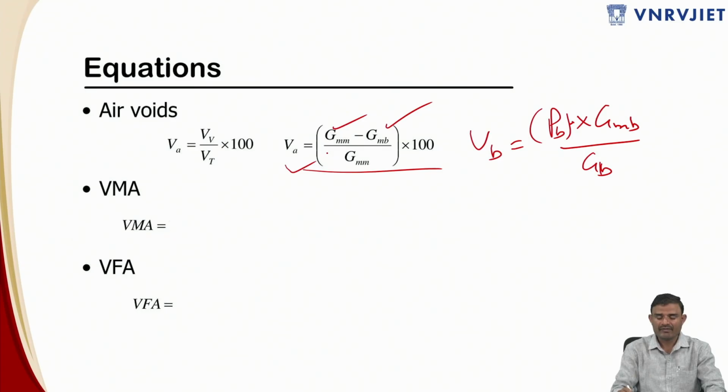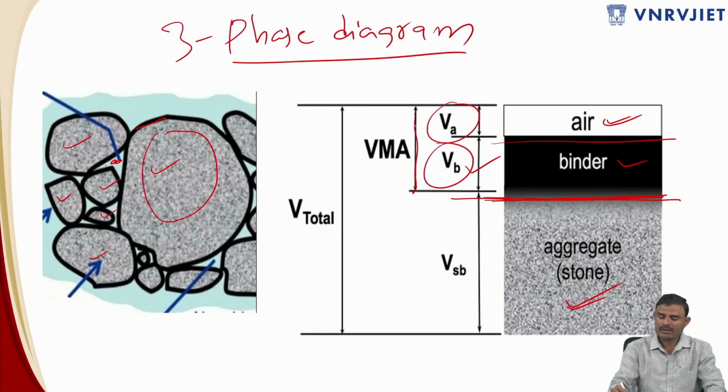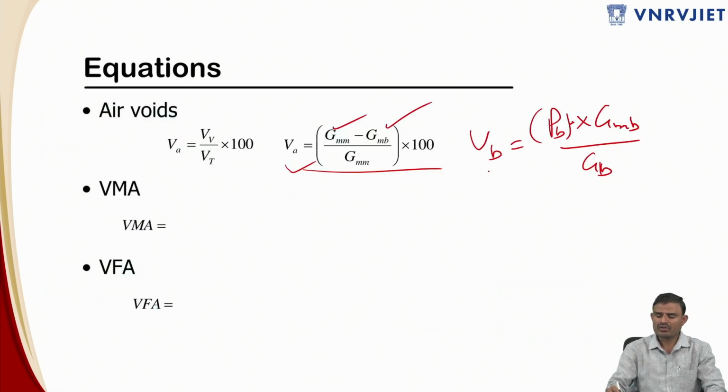We already got VA, and both put together, VA plus VB. We have just calculated VA with respect to GMB and GMM, and then we calculated VB, which is percentage of bitumen multiplied by GMB divided by GB, the specific gravity of the bitumen. We have got VB also. So both put together is nothing but the volume of voids.